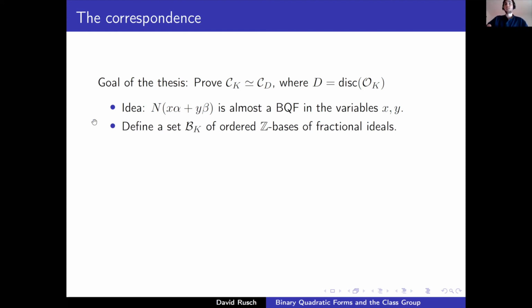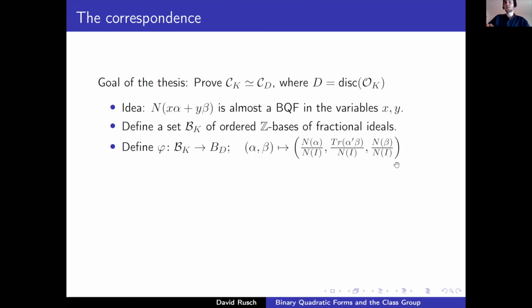And then we define this function here. So we take an ordered base alpha beta to this binary quadratic form, and the fact that these three constants here are in fact integers follows from the work we did in the first chapter. And for sure we have to prove well-definedness. So we have to prove that this binary quadratic form really has discriminant D. But this is not too hard to do.